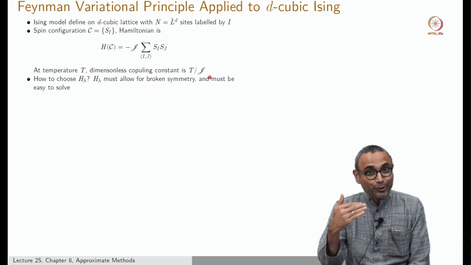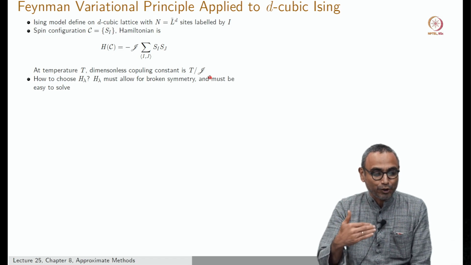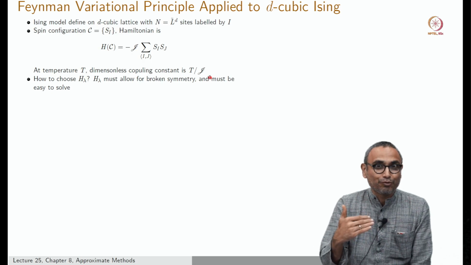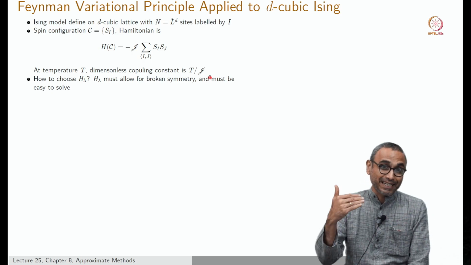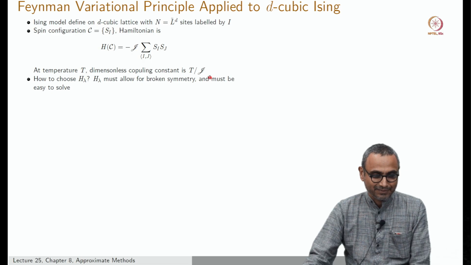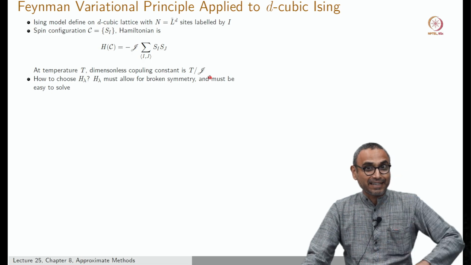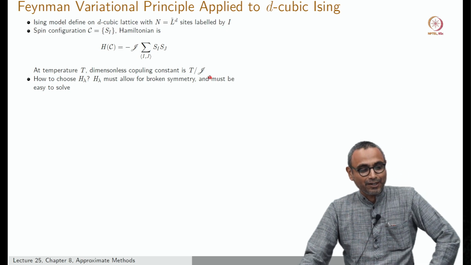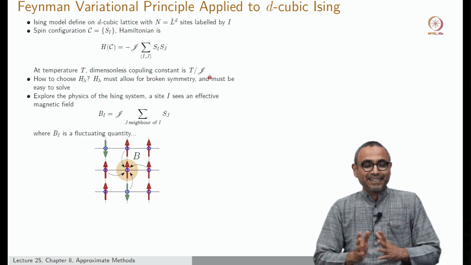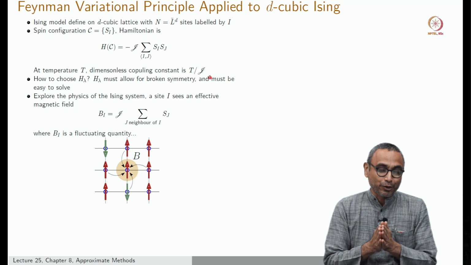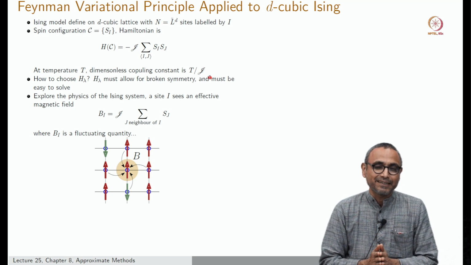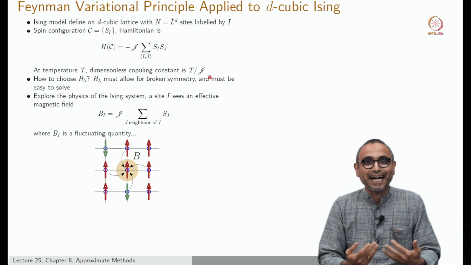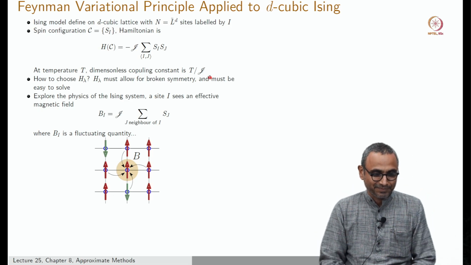So you want to design an H lambda that will allow for such a broken symmetry phase to be realized. And the second desideratum is that it must be easy to solve. So what we are going to do is design this H lambda by thinking about the physics of the Ising model in d dimensions.